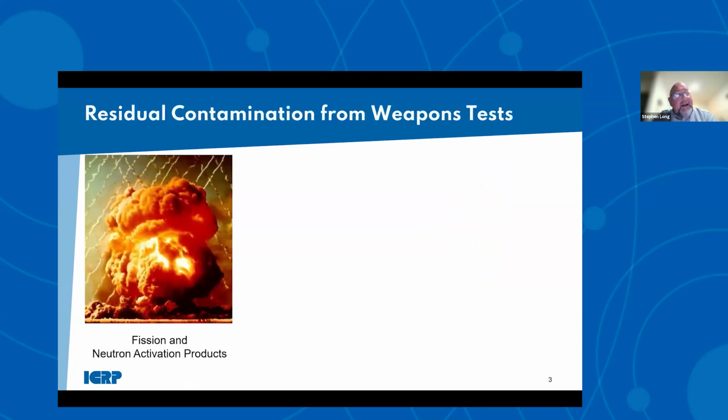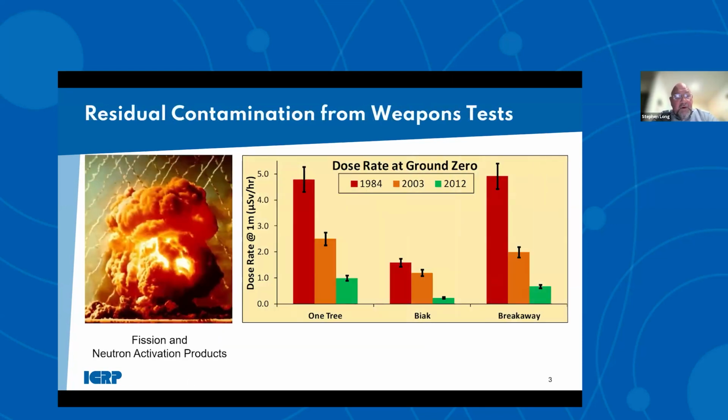If that was all the British had done in Australia, this would be a fairly short talk because a nuclear weapon detonation, while it does produce fission and neutron activation products, most of those are carried into the upper atmosphere and deposited on a global scale. There is some local deposition of those fission and neutron activation products, but they are mostly short-lived. The figure on the right shows the dose rates at the ground zeros of some of those detonation sites. And now at all the sites in Australia, the dose rate is below 1 microsievert per hour. So of no real concern.